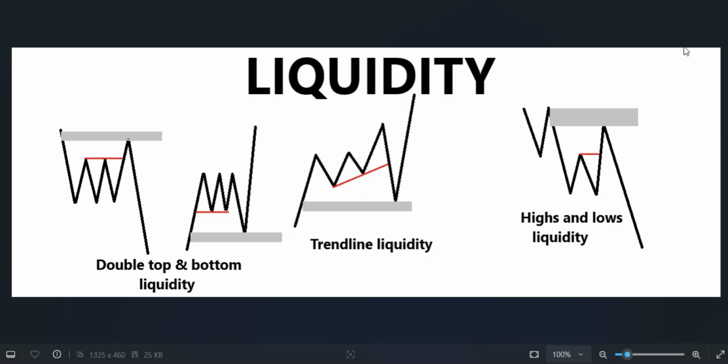So today we're going to be talking about liquidity. This is a very rare kind of topic, and it's also very complicated. Before I say anything about liquidity, I want to say that this topic is not for beginners.